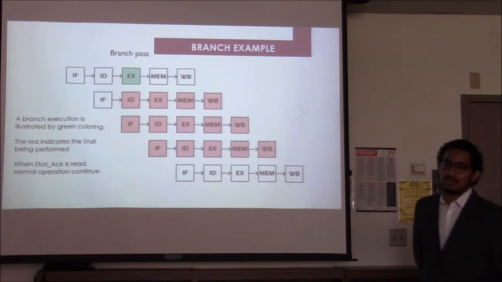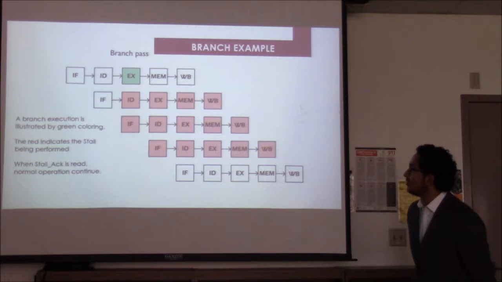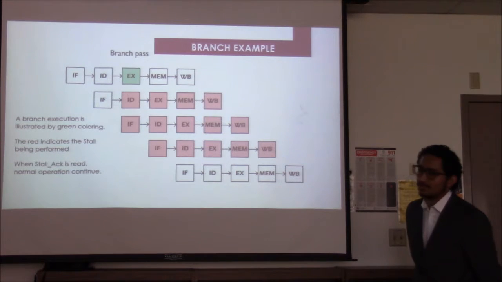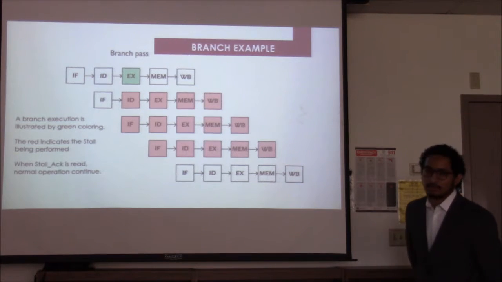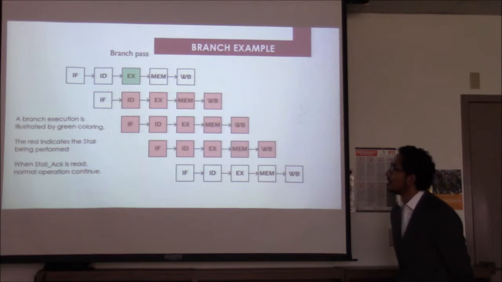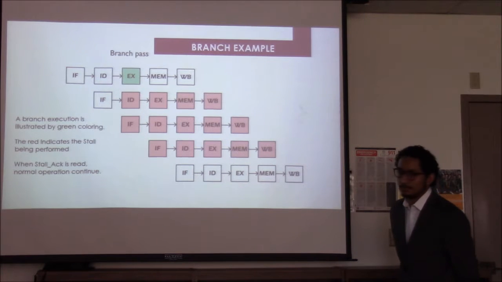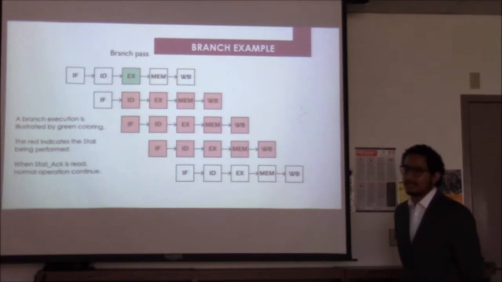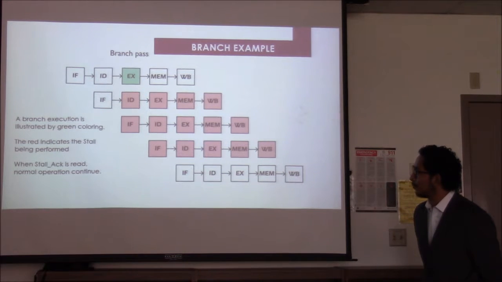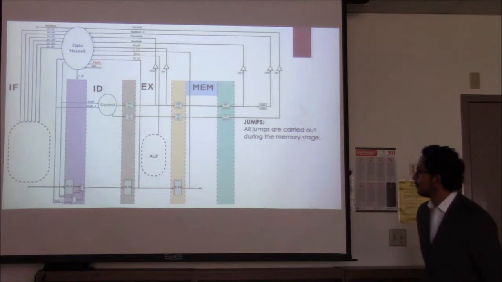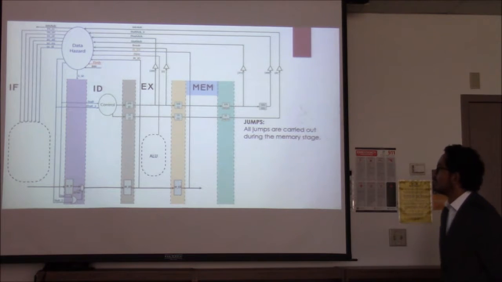So there's an example of the branch. As you can see, the branch is being carried out in the execution stage, followed by stall stages until the stall acknowledge is read in the write back stage. So our pipeline takes three stall stages to execute a branch. The last thing it does is implements jumps.